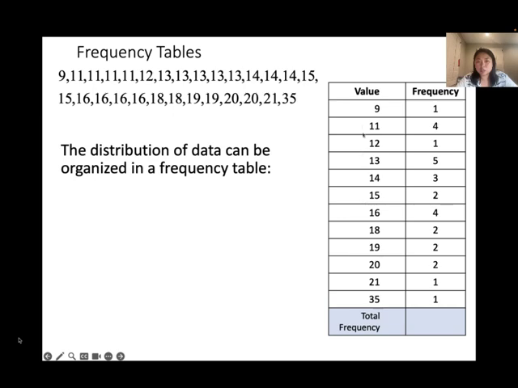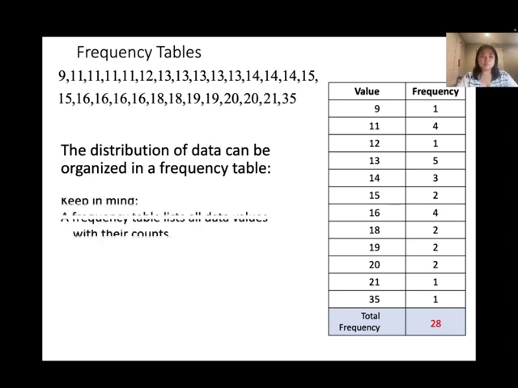This is the data value here, and I want you to try to add up all the frequencies. We need to know the total frequency, meaning how many total data values we have. Try to add it all up. Okay, we have a total frequency of 28, meaning we have 28 data values here. Keep in mind, a frequency table lists all the data values with their counts. The counts are the frequency.